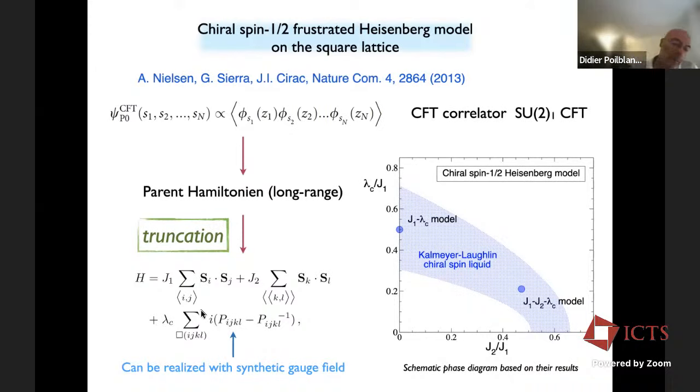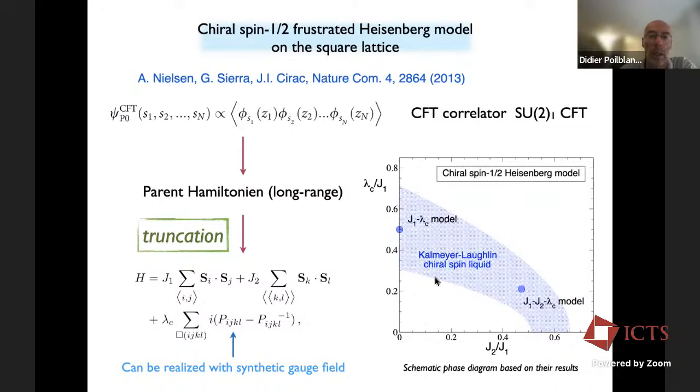What is nice is that this term is physical because, for example, in a cold atom system, it could be realized with a synthetic gauge field. So it's a simple Hamiltonian, and the phase diagram they suggest is something like this, as a function of the frustration J2 over J1 and the amplitude of this chiral term. There would be a large region of this parameter space which would be a chiral spin liquid of the Kalmeyer-Laughlin type.